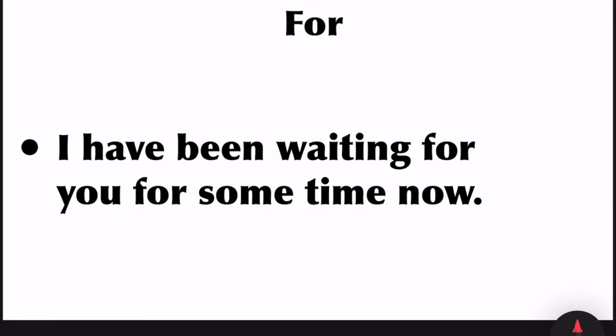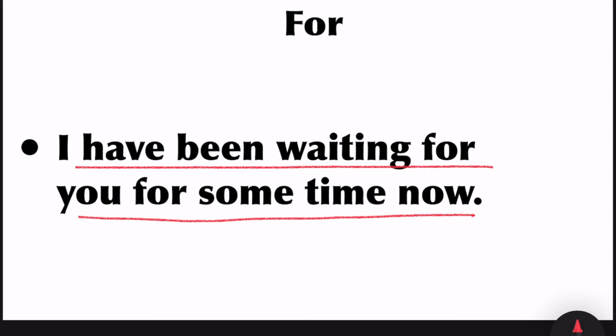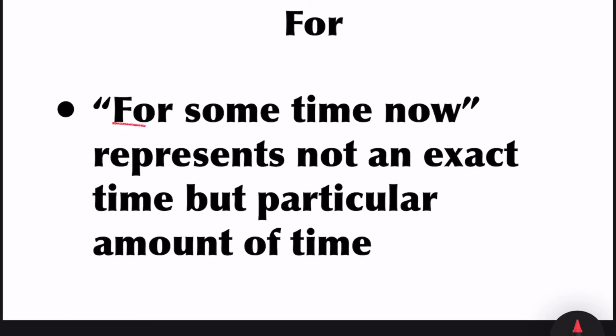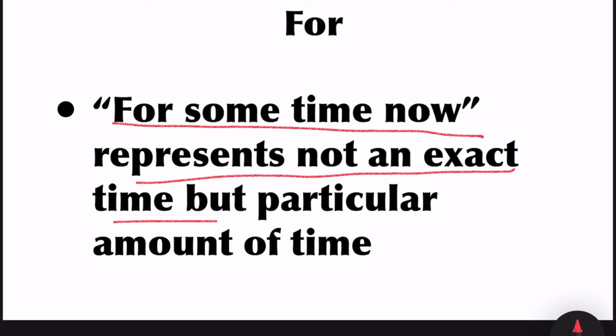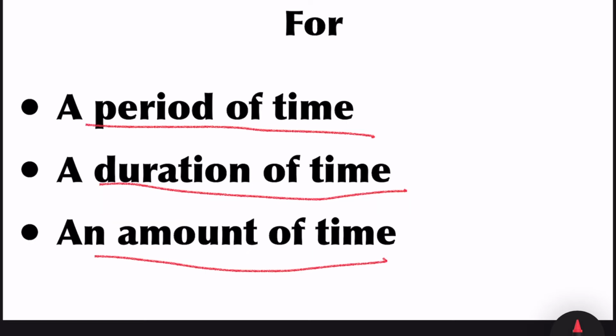For example, I've been waiting for you for some time now. Here we have used for to express a duration of time. For some time now represents not an exact time but a particular amount of time. So, if you want to express a particular amount of time or a period of time or a duration of time, we can use the preposition for.